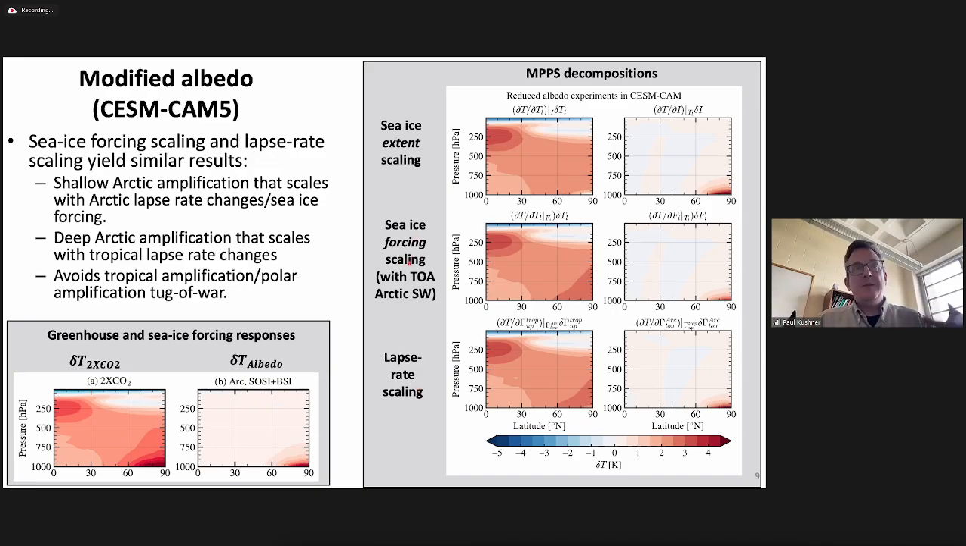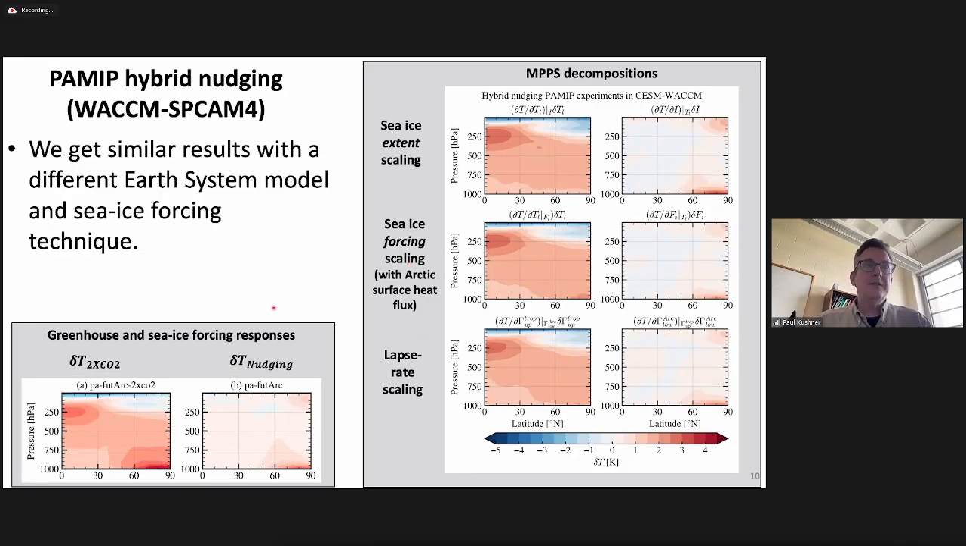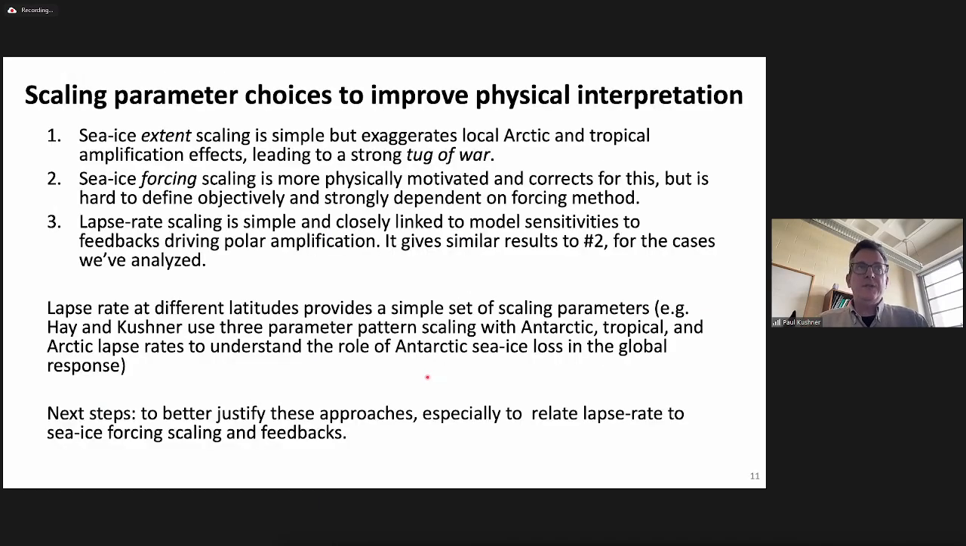And when we apply that same method to another set of Earth system model experiments, these ones actually using a forcing nudging kind of effect to affect sea ice, we basically get the same kind of similarity between this hard to calculate sea ice forcing scaling and this relatively simple lapse rate scaling. So just to conclude, what we're trying to do here is choose scaling parameters that help us interpret these expensive and, I argue, really important experiments.